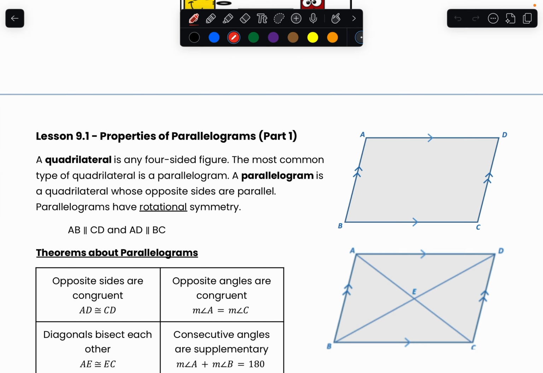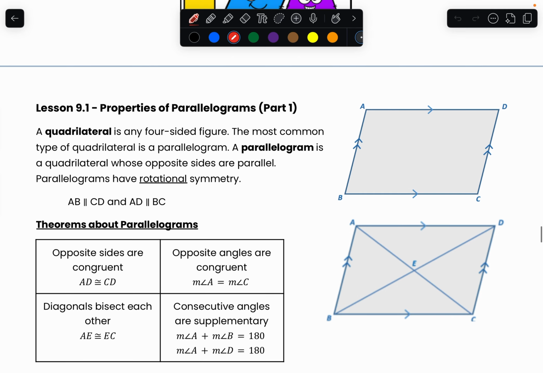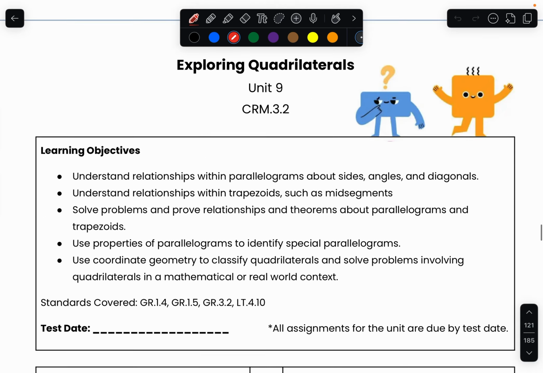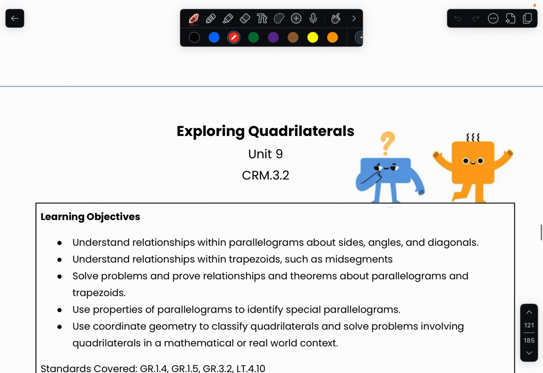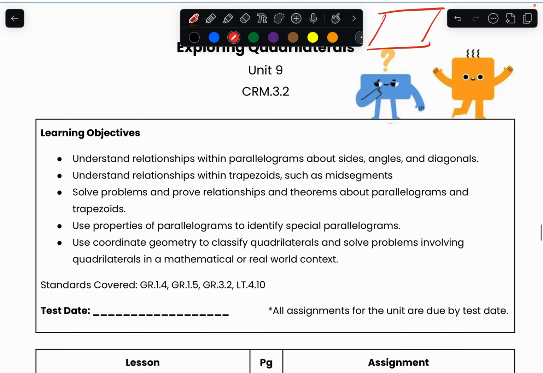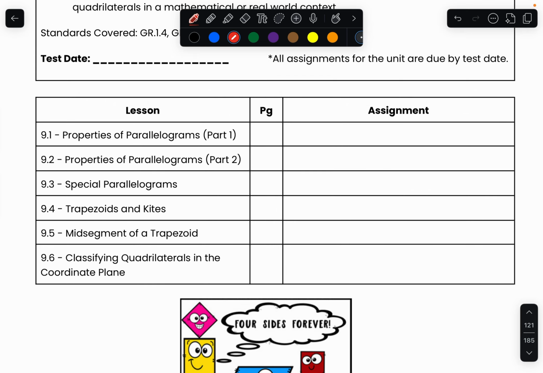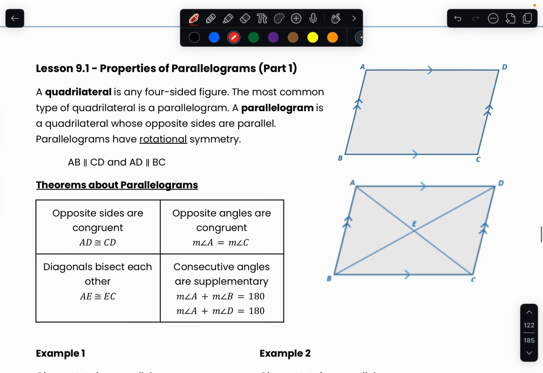Now, for Unit 9 here, we're going to learn about quadrilaterals. A quadrilateral is any four-sided figure. If a figure has four sides, that's going to be a quadrilateral. For lesson 1 and lesson 2, we're going to learn about properties of parallelograms. A parallelogram is a quadrilateral whose opposite sides are going to be parallel.